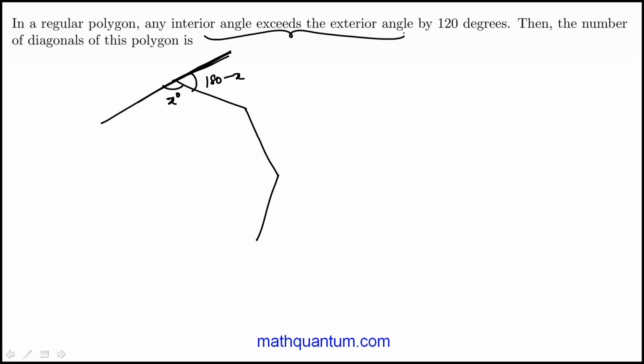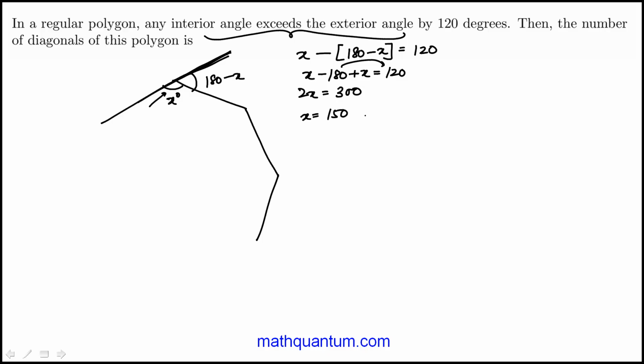And so if I were to use the sentence here, which says any interior angle exceeds, which means the difference between the interior and the exterior angle is 120. So from this I can figure out what the measure of each of these interior angles is. x minus (180 minus x) is 120. That means 2x, I move this here, is 300. x is 150.